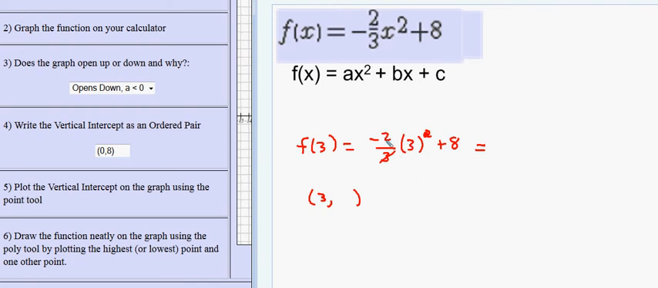So this is negative 2 times 3, which is negative 6. Add 8, and I'm getting 2. So if you plug in 3, you get out 2.